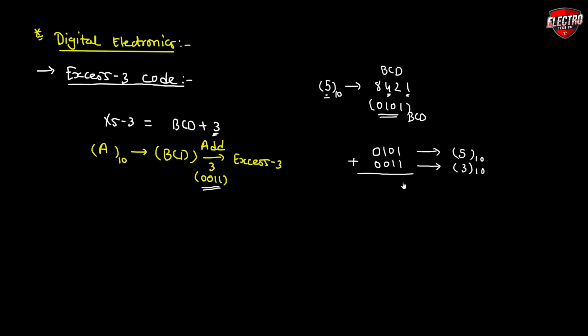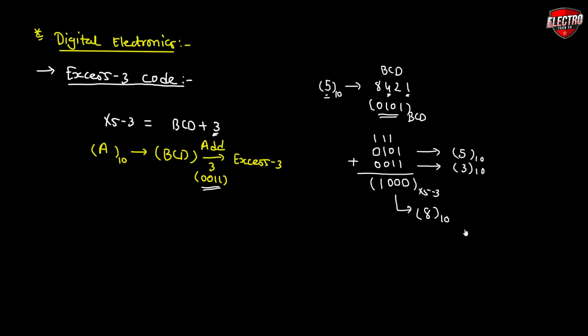So in the first column, 1 plus 1, sum is 0 and carry is 1. In the second column, 1 plus 1, we get sum equal to 0 and carry equal to 1. And 1 plus 1 in the third column, we get sum equal to 0 and carry equal to 1. Then 1 plus 0 plus 0, so we get 1. Okay, so this is the Excess-3 code for the given number. Now if we convert this Excess-3 code into a decimal number, we get 8.